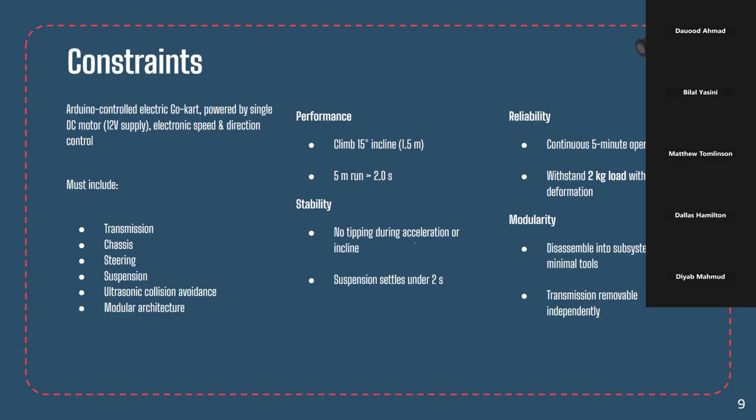Next are the constraints. Things like it should include all of the subsystems such as steering and transmission. It should use the parts given. And for performance, it should be able to ride up a 15-degree ramp, have a 5-minute run for 2 seconds. It should have stability. It should be reliable, so it continues for 5 minutes and withstands a 2 kilogram load. And it should be modular, so things can be disassembled and taken out.